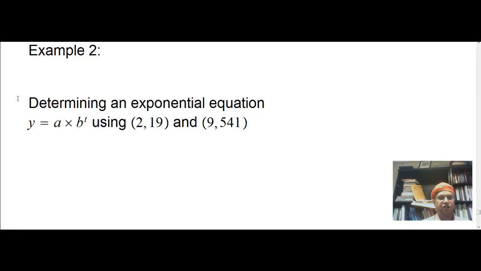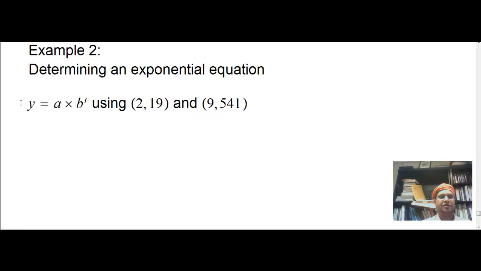What we have here are these 2 points that we know are on this equation, or on the graph of this equation. And what we have to do is find the value of A and B. Makes sense?